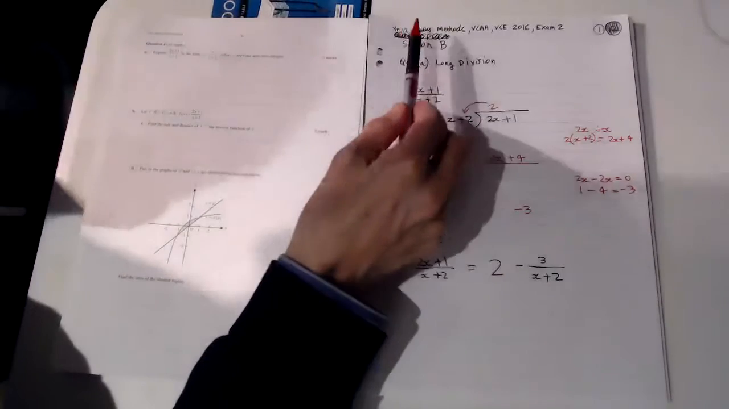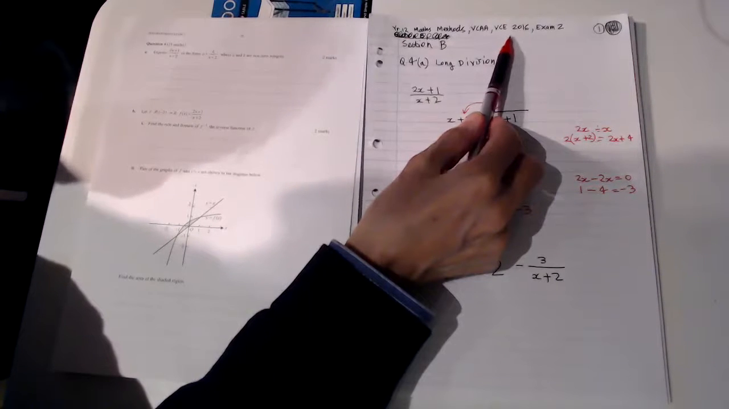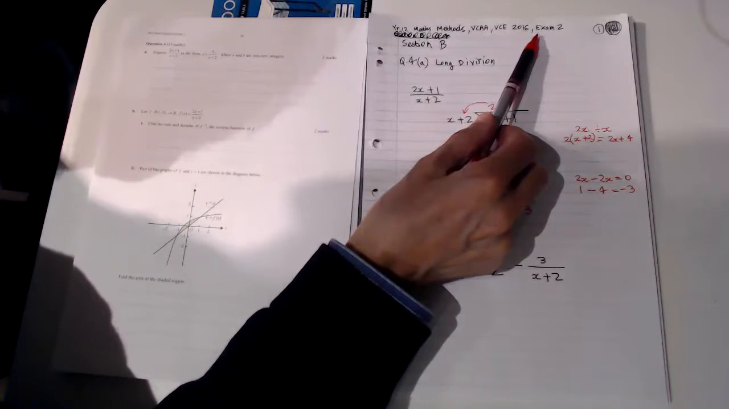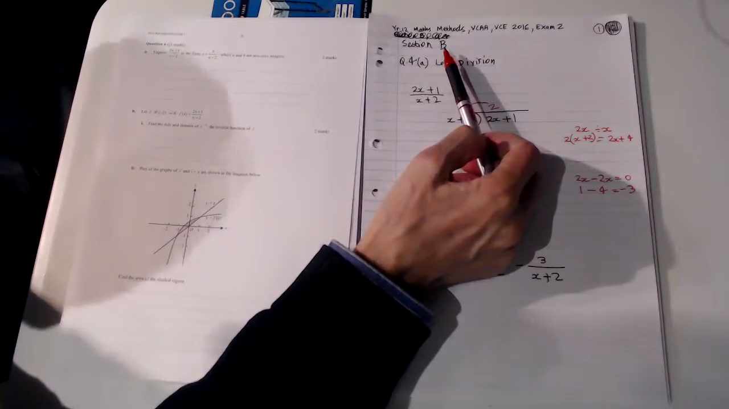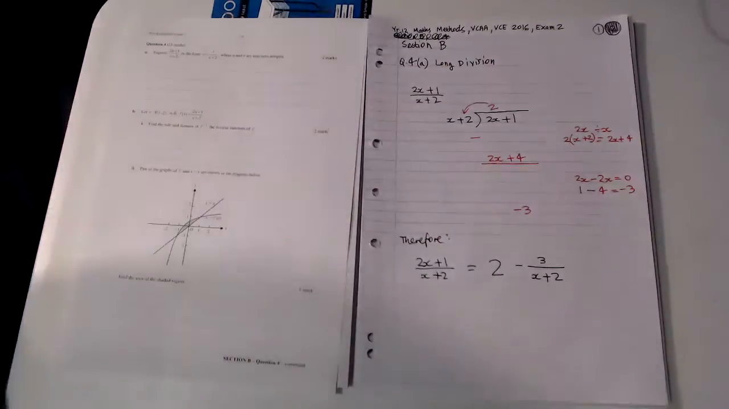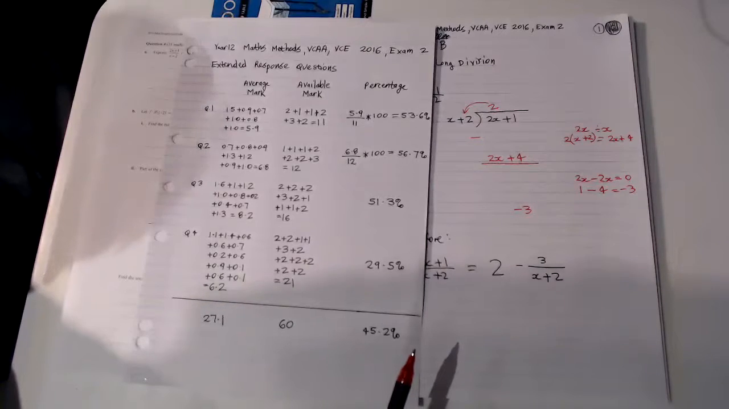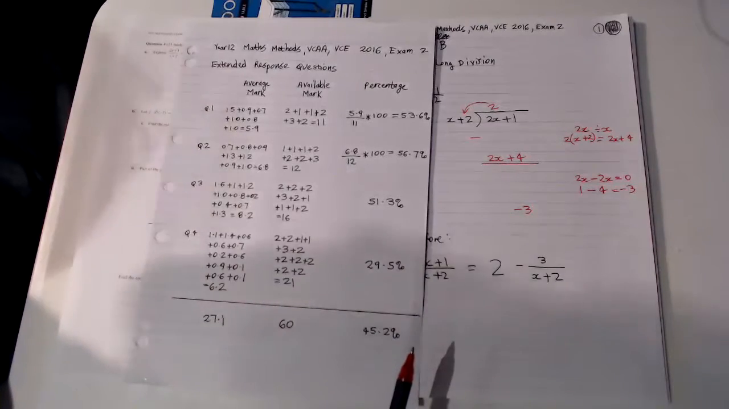We are going to do a question in the Year 12 Maths Methods VCAA VCE official exam paper for the year 2016 exam 2, in section B, the extended response section. Now, if you go to the exam report, from the exam report you can work out the average mark for each one of the 4 extended response questions that existed in this exam.